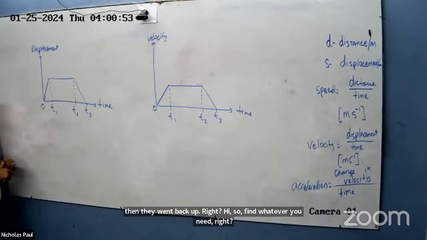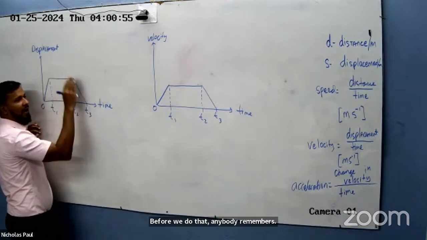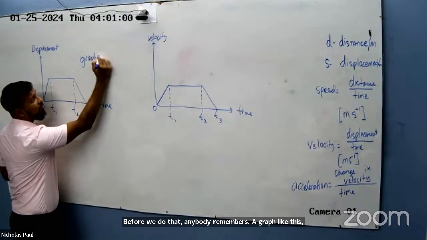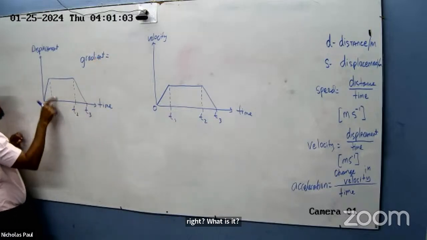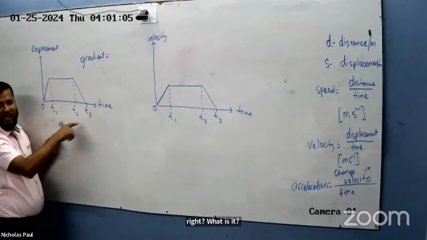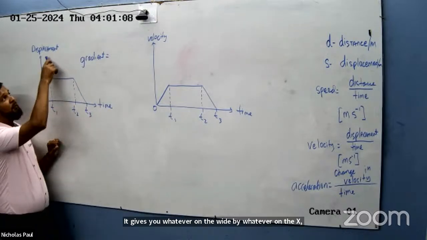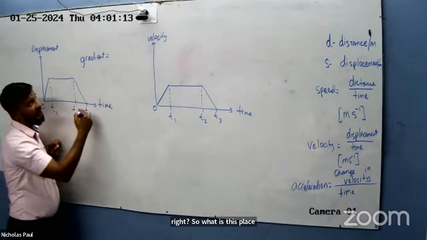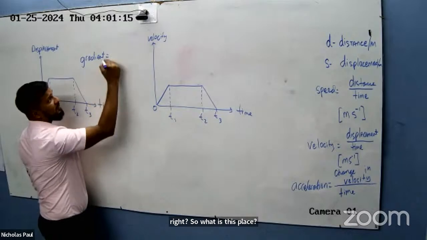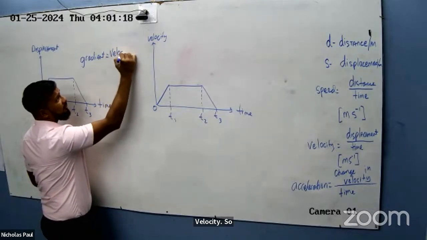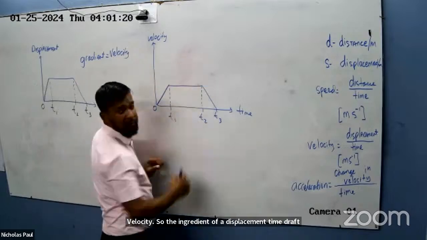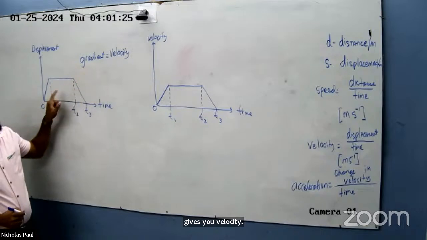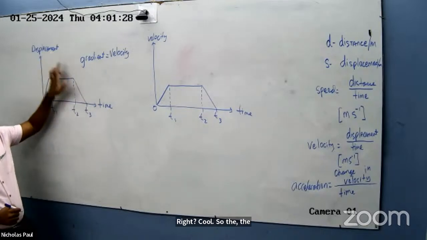So before we do that, does anybody remember, for a graph like this, what the gradient gives you? The gradient gives you whatever is on the y divided by whatever is on the x. So what is displacement divided by time? Velocity. So the gradient of a displacement time graph gives you velocity. Are you okay with this? Displacement divided by time.